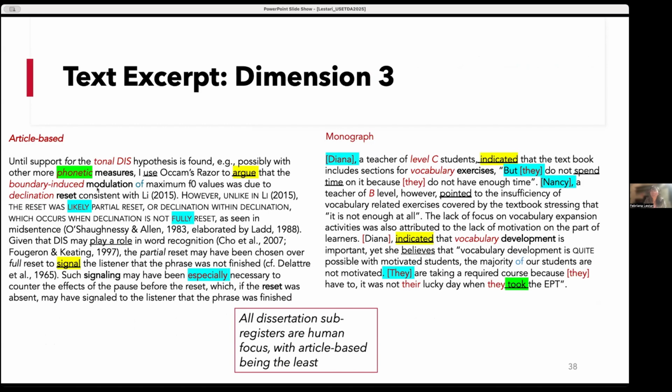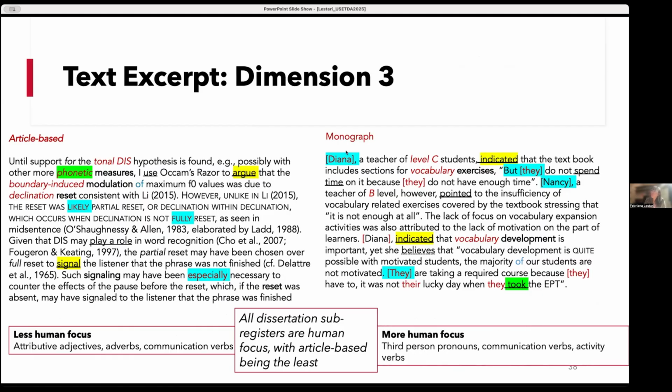In the article-based, we could see attributive adjectives like in phonetic measures. And then we could see some general adverbs like likely, fully, especially. While in the monograph dissertation, there are third person pronouns like Diana, and then there is they, Nancy. So we could see the focus of how the language is used.